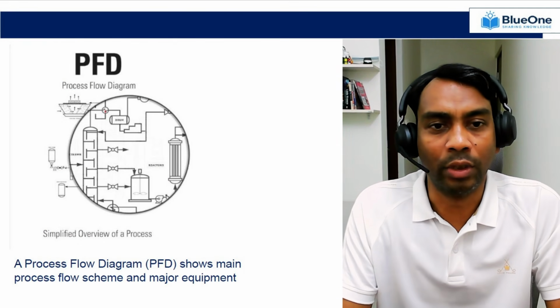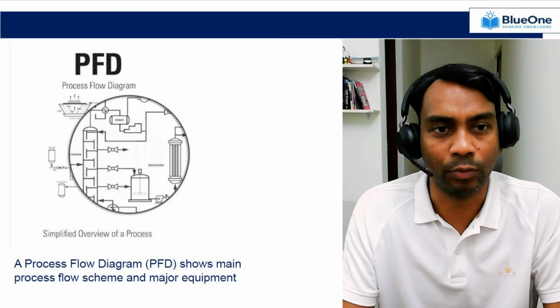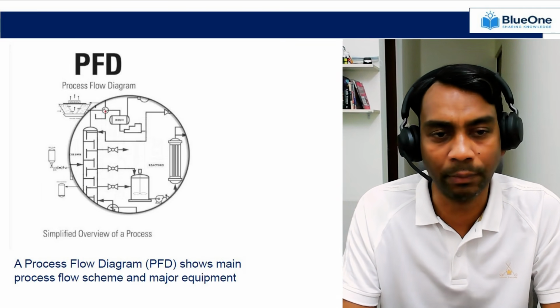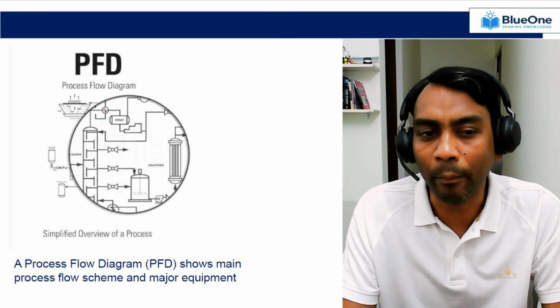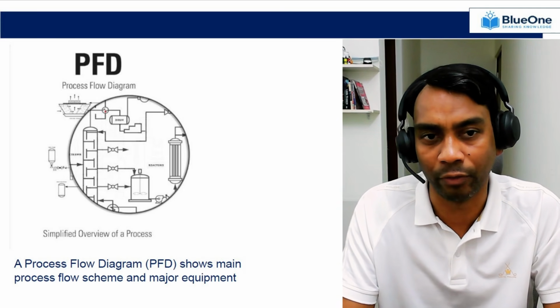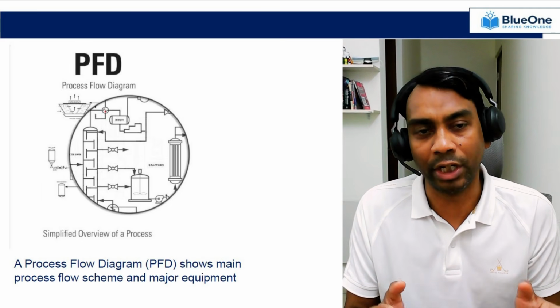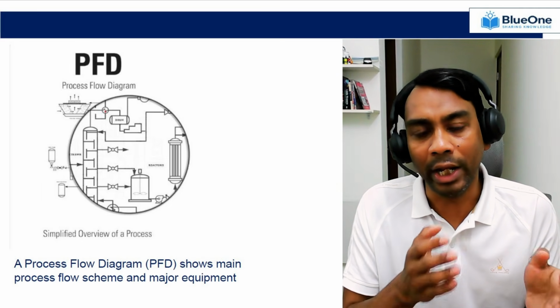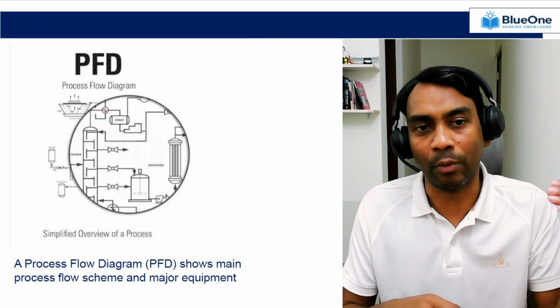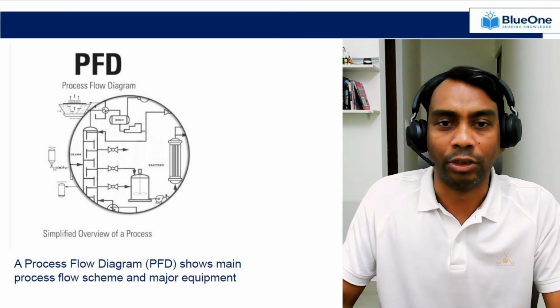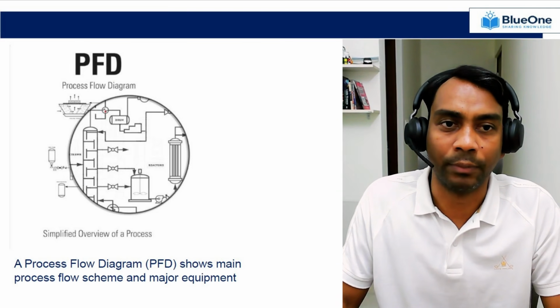Okay, so let's look at the PFD. A PFD is a process flow diagram, a simplified overview of a process. A process flow diagram shows the main process flow scheme and major equipment. So it will have major interconnections between the equipment and the process flow, like big pipelines, how your process is flowing from your feed to the final product. It is the first document to start with.